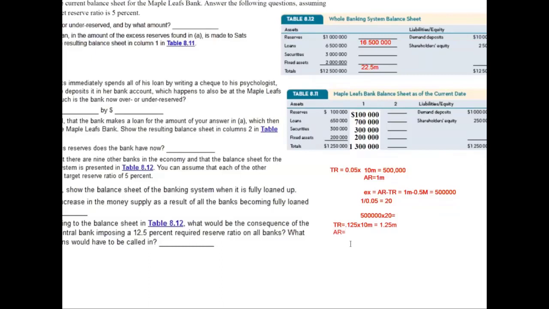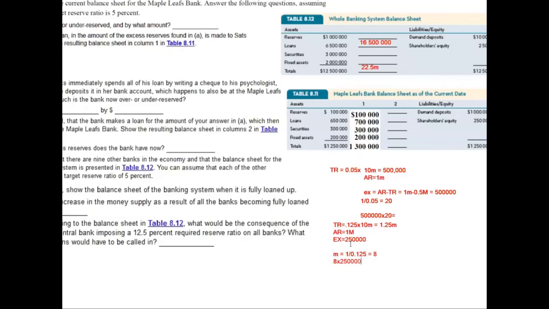What are their actual reserves? Well, their actual reserves are only how much? 1 million. And so our excess reserves are 250,000, right? Now, what's the multiplier? I'm going to divide 1 by 0.125, which is 8. Okay, so we're going to take that 8 and multiply it by the 250,000, and that's going to give us how much loans they're going to call.